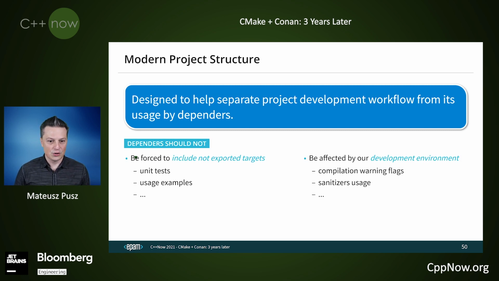So users, the dependers, should not be forced to include not exported targets, and also should not be affected by your development environment, compilation warning flags, sanitizers, or maybe other things that you use for development, right? I don't want some strange library to force me to use some compilation flags they use, like pedantic, extra. Of course, this is a good thing to do, but I don't want them to change my settings. If I decide to not use pedantic, I don't want some other library to set it up for me.